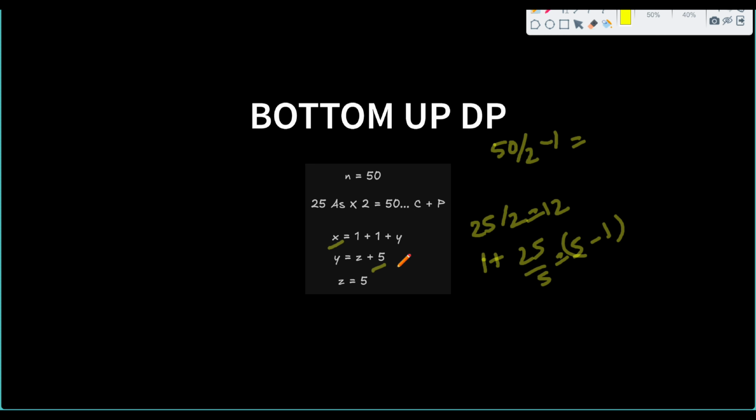And now suppose to get 5 A's on the screen it required Z operations, then our Y will be equal to Z plus 5, right? And eventually we can check that to get 5 A's on the screen, it required 1 copy plus 4 paste operations, so in total 5 operations. So Z will be equal to 5. If Z was 5, then Y was equal to 10, and then eventually X was equal to 12. So that is why it required 12 operations to get N equal to 50.